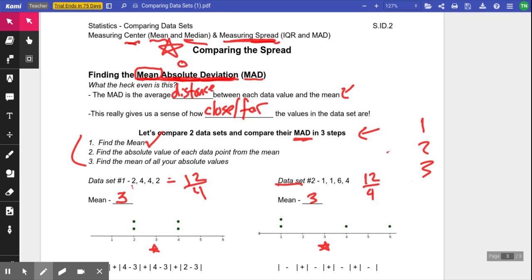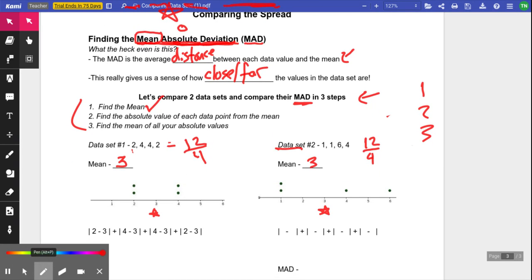Number 2, it says find the absolute value of each data point from the mean. So what we're doing down below here, I have these values filled in on the left. I have taken each of the 4 data points, these 4, and I've plugged them into these 4 absolute values. There's the 2 from up above, there's the 4 from up above, there's the 4 from up above, and there's the 2 from up above, all from right here, okay? And then what I'm doing is I'm subtracting the mean. Notice there's a 3 here, a 3 here, a 3 here, and a 3 here, because I need to know the absolute value of the distance from that data point to the mean specifically.